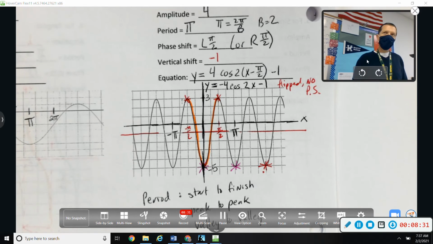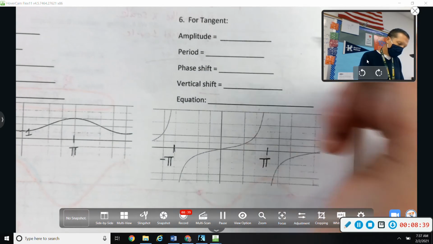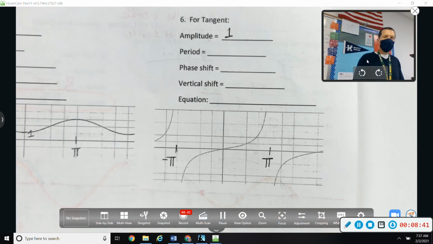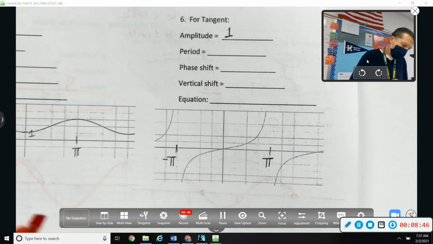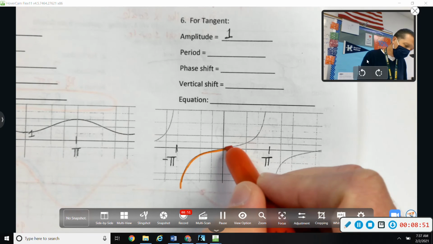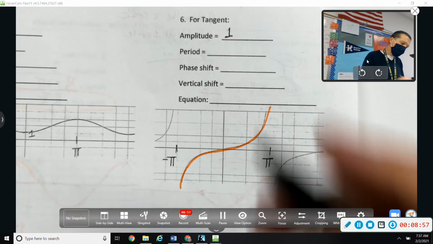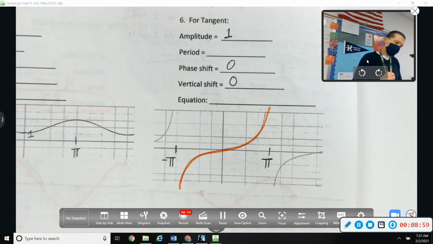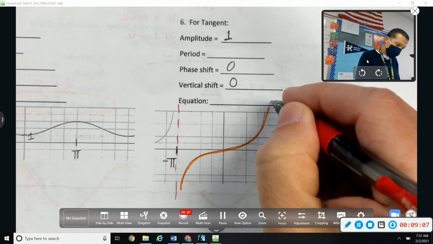Anything else from this worksheet? Adam? Number 6. Number 6, another tangent problem. All right, we're going to say amplitude's 1 because it's always going to be 1 for tangent. We're not worried about stretching it up and down. It looks like it makes its wiggle right at 0, so there's no phase shift and no vertical shift, so that's kind of nice. Looks like the asymptotes are at negative pi and pi.